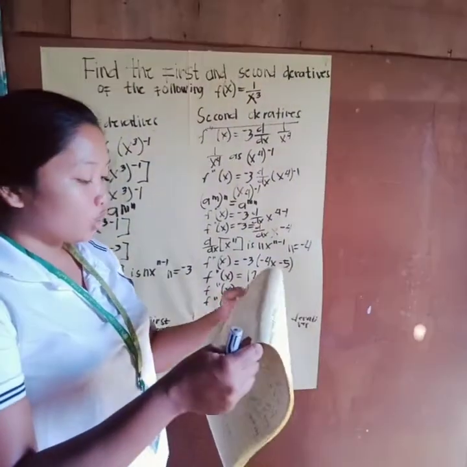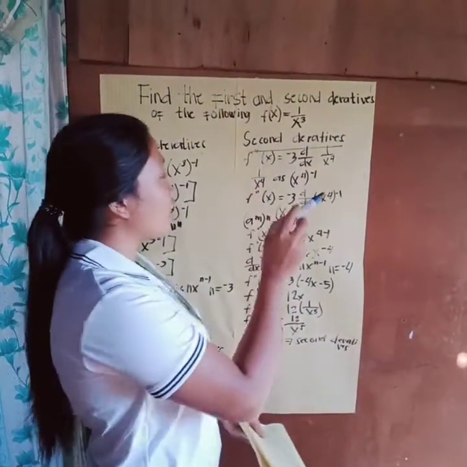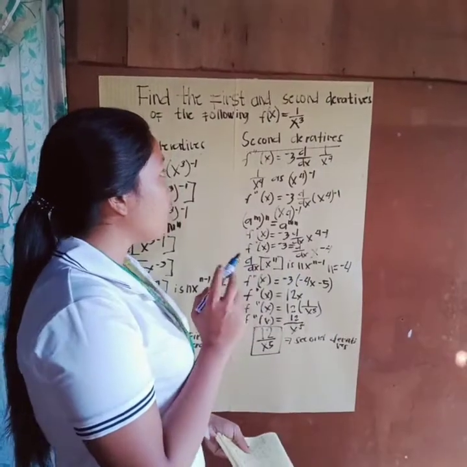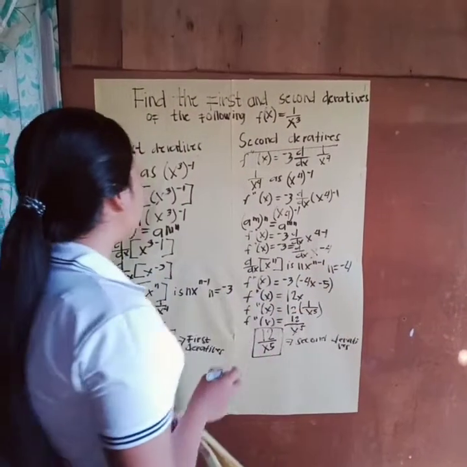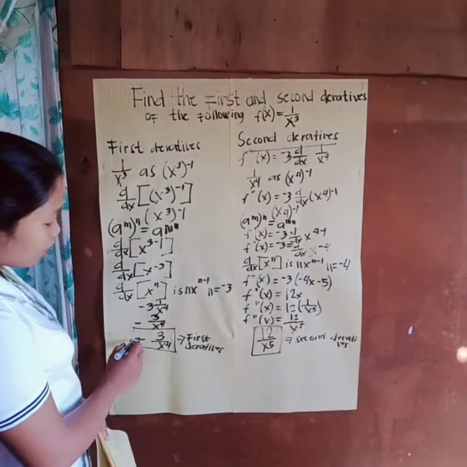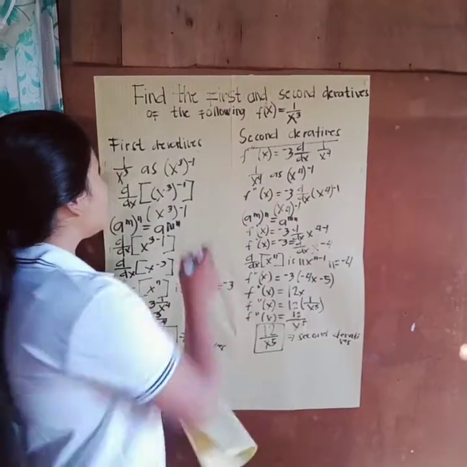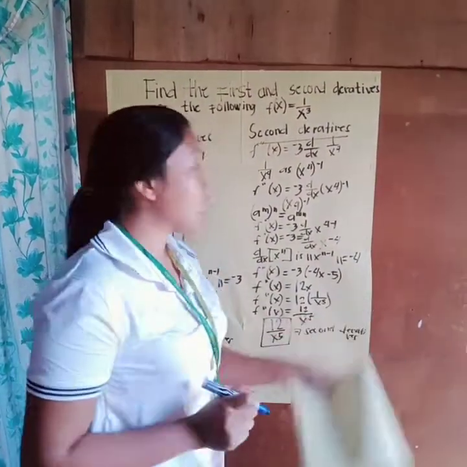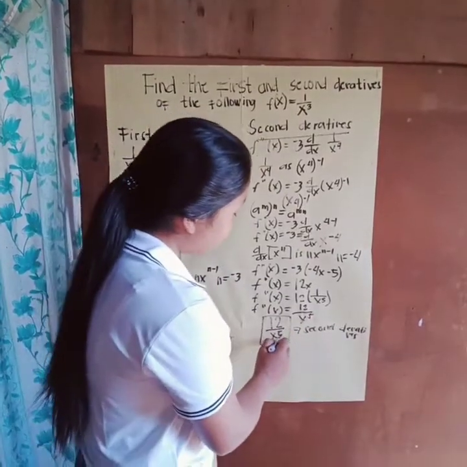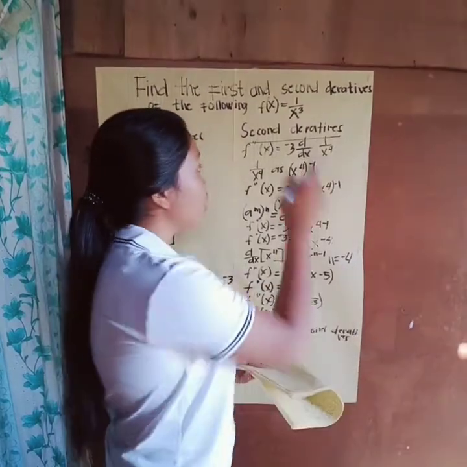Therefore, to find the first and second derivative of the following, f(x) is equal to 1 over x cubed, we need to find first the negative of 3 over x to the 4, which is the first derivative, and derive it to find the 12 over x to the 5, which is our second derivative.